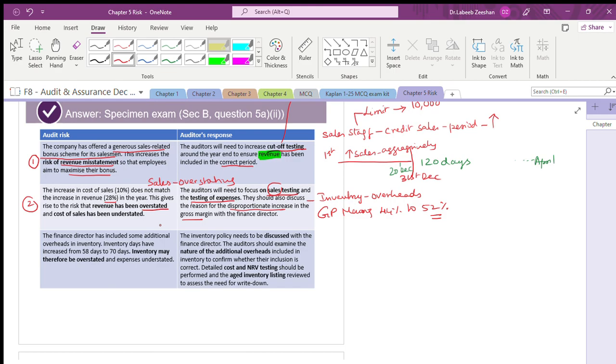The auditors will need to focus on sales testing and testing expenses. They should also discuss the reason for the disproportionate increase. Don't write general points. Okay? Specifically. Are you clear about this?